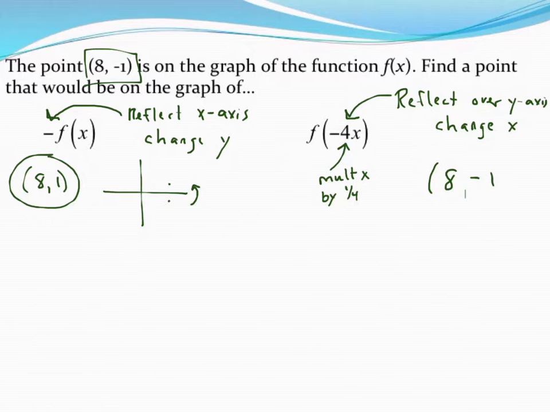So I'm going to multiply my x value, which was 8. Sorry, let me just write my point down. 8, -1. Nothing is happening to the y this time, so that stays -1. I'm going to change the sign of the x so it becomes a negative, and then also multiply it by a fourth, because I want to compress this. So my new coordinate will be -2, -1.